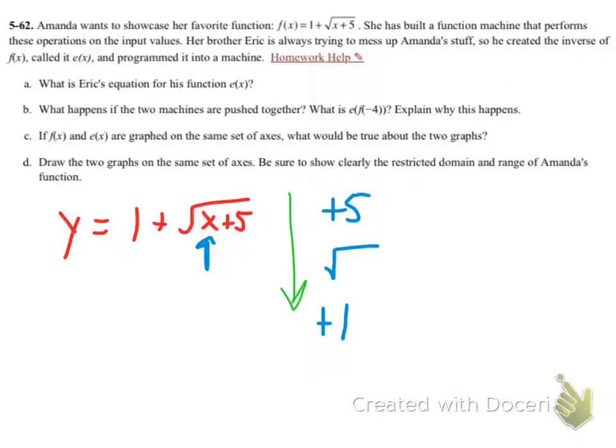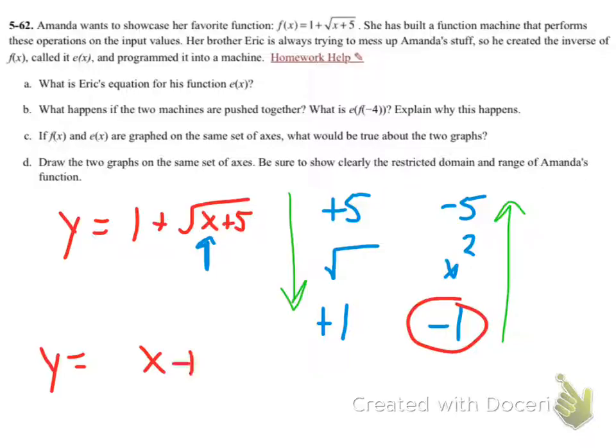Undoing each of these operations in reverse order, I would subtract 1, I would then square, and then I would subtract 5. And in reverse order is going up that way. So the inverse, I start off with my x, I subtract 1, I then square the whole thing, and then I subtract 5, again going in reverse order. So that is the function e of x.